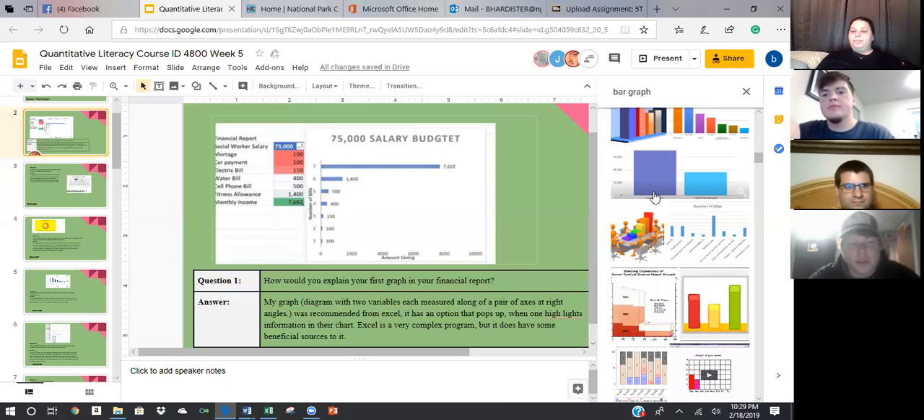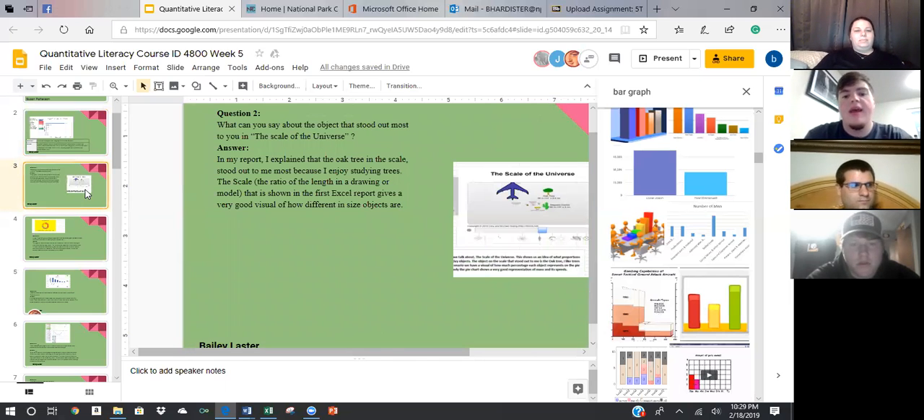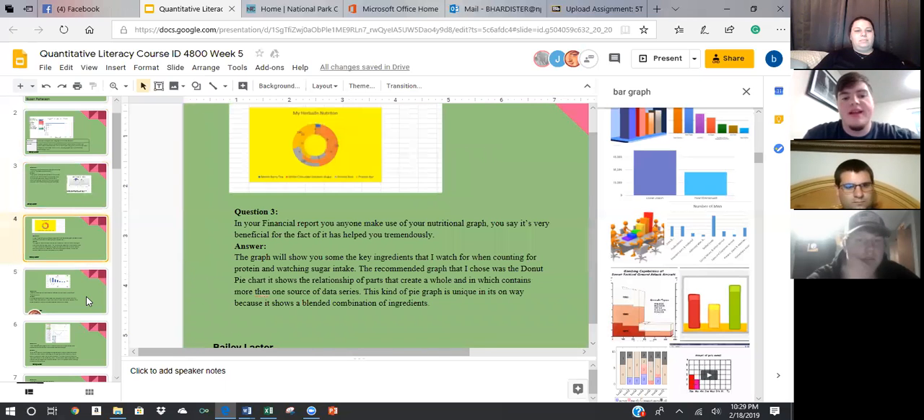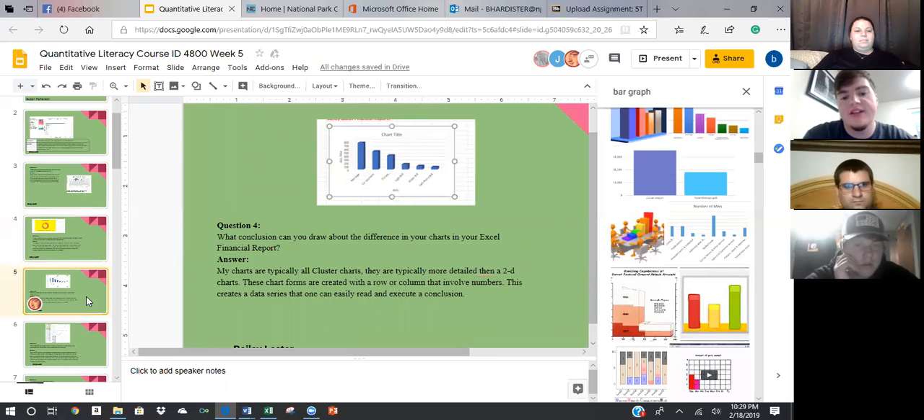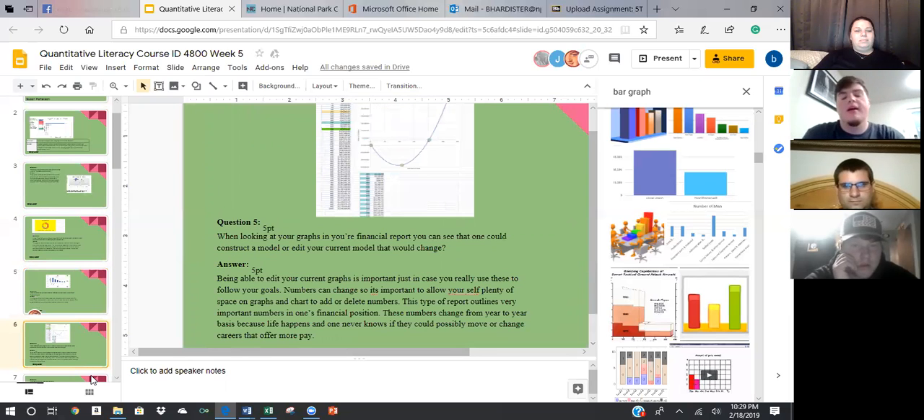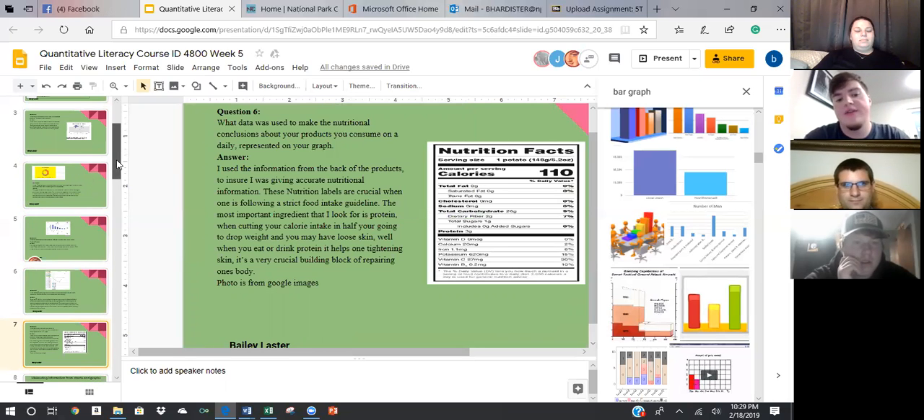Drew. My question is for Bailey. What conclusion can you draw about the difference in your charts in your Excel financial report? Good question. All right, so my charts are typically all cluster charts. They are typically more detailed than the 2D charts. Also, the forms are created with a row and column that involve numbers. This creates a data series that one can easily read and execute a conclusion. So each graph has different scenarios, so each graph is going to have a different conclusion.